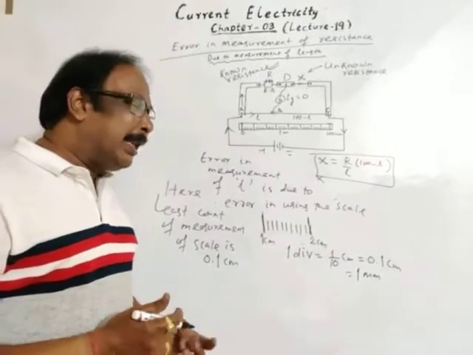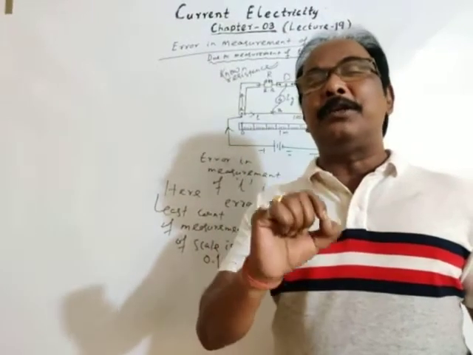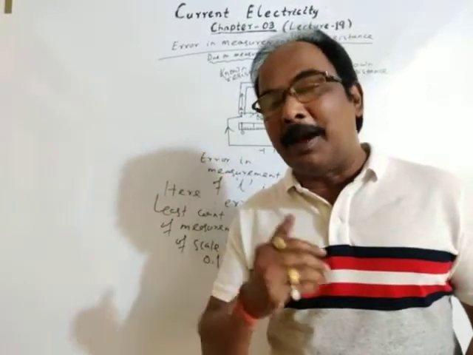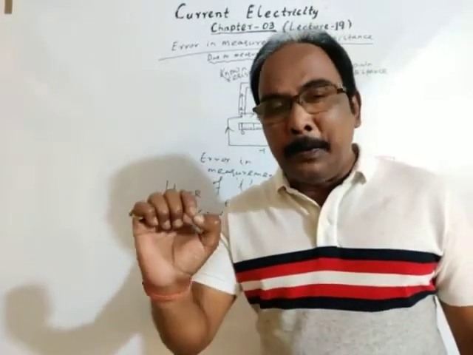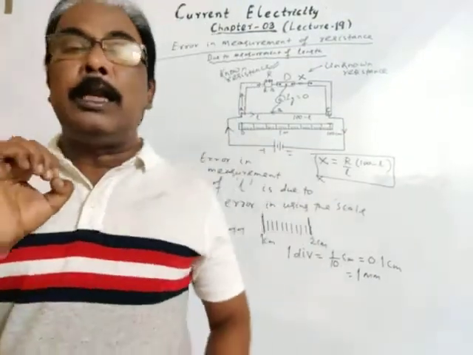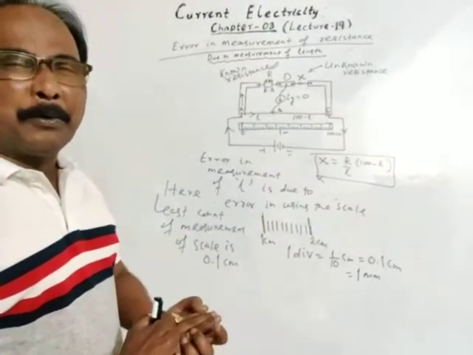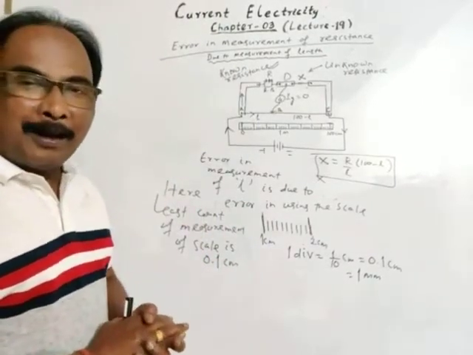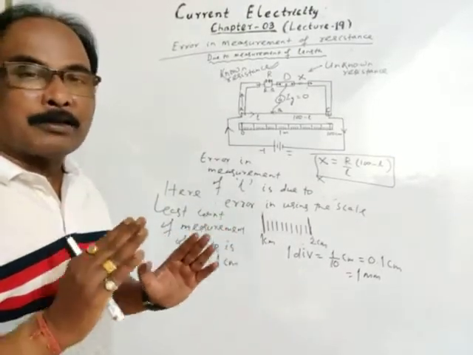Again, you know, smaller the least count, greater is accuracy in the measurement of a physical quantity. Smaller the value of least count, greater is accuracy in the measurement. And using least count, we can calculate relative error or fractional error.